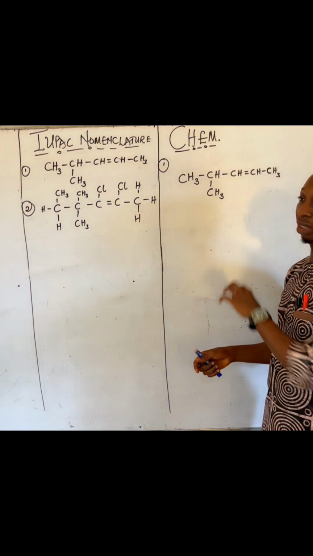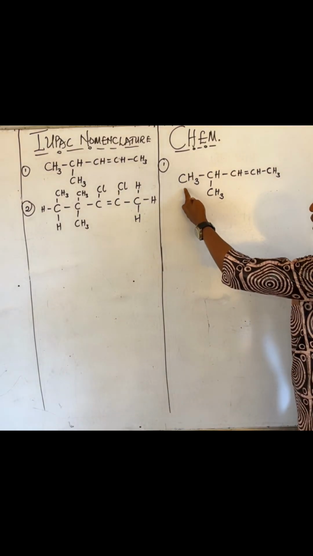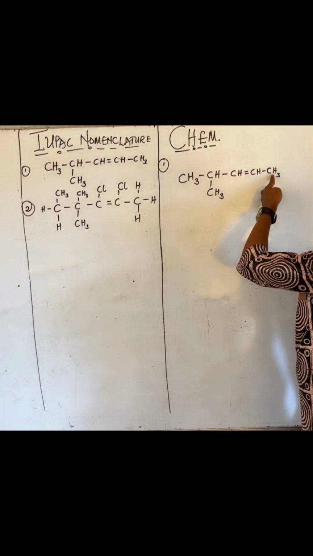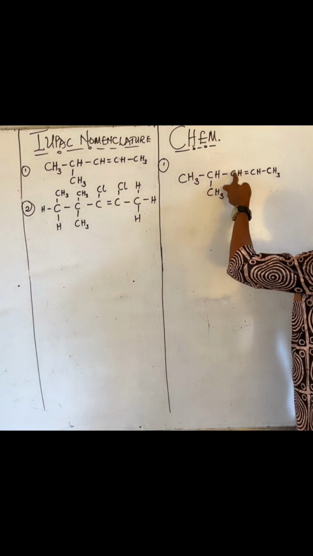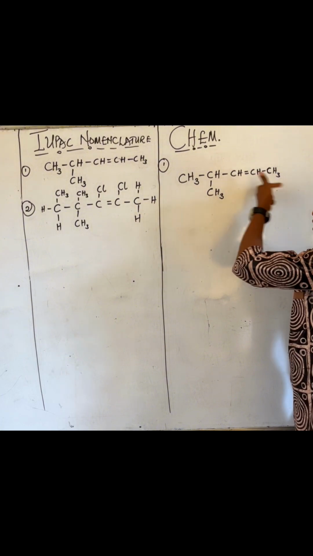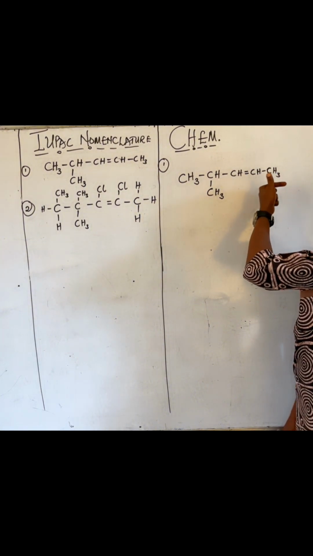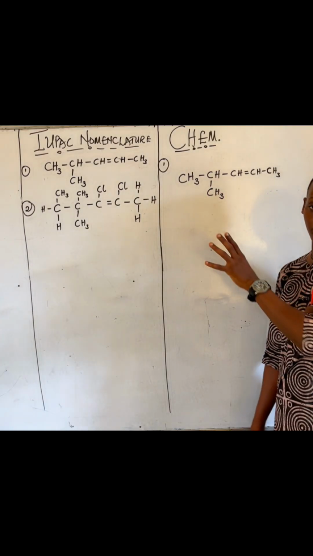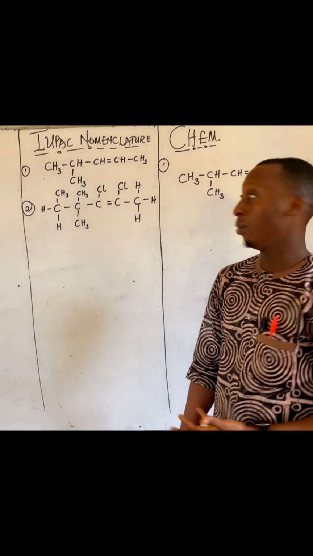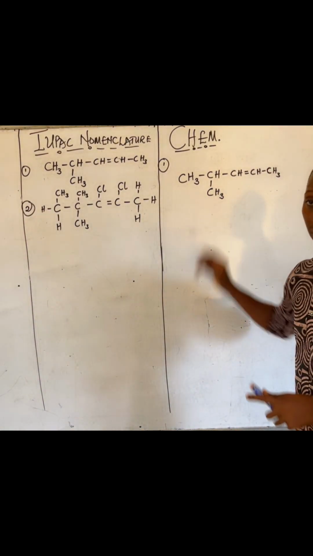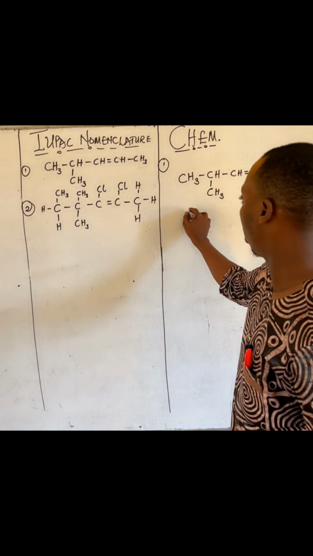By considering the longest carbon, fine, we have 1, 2, 3, 4, 5, have it? 1, 2, 3, 4, 5. I guess I can consider the whole of this. So I'm considering this long chain. This is a condensed structure. I can decompose the structure. By the time I decompose the structure here, it looks like this.